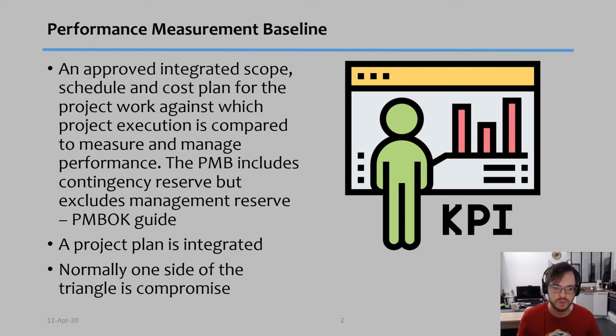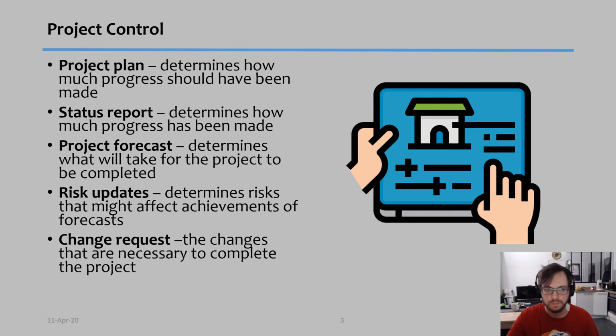Okay, so remember that this original plan we do, the project plan, is integrated. That means we have the three main components there. We're going to be comparing our performance to scope, to schedule, and to resources. And normally, out of the three sides of the triangle, typically we sacrifice one of them, and we tend to focus more on two of them. So normally one of the sides of the triangle is more compromised to compensate for the other two. For example, you might decide to sacrifice schedule in order to have a better budget and better work.